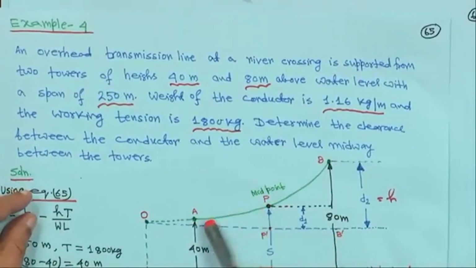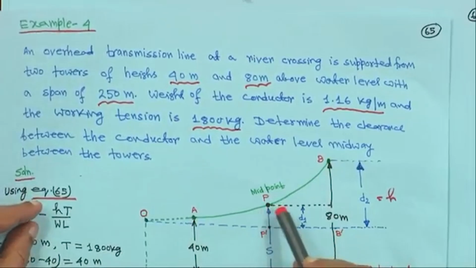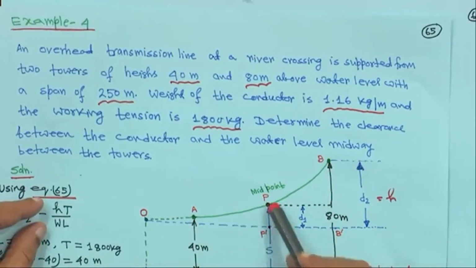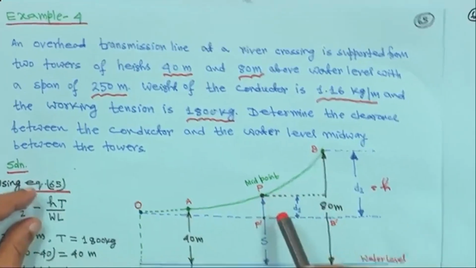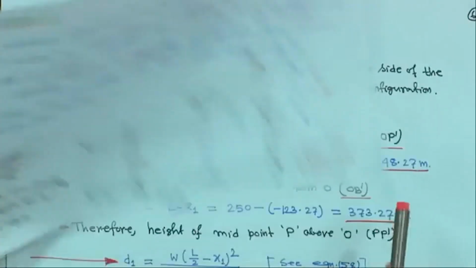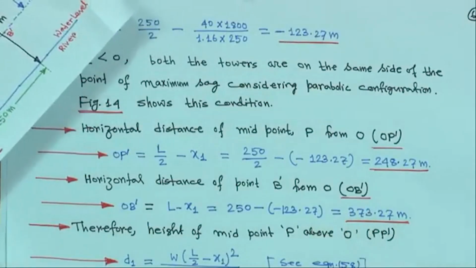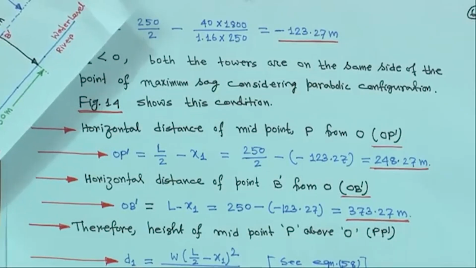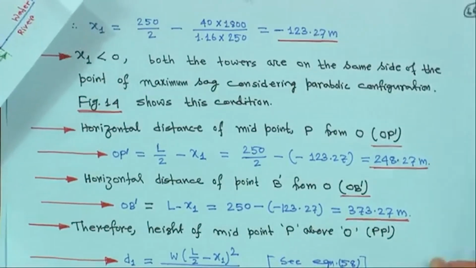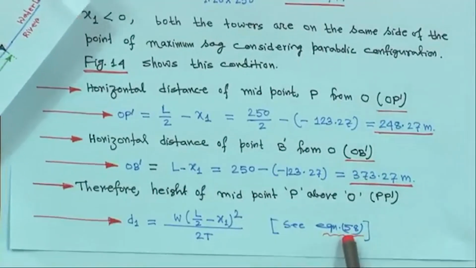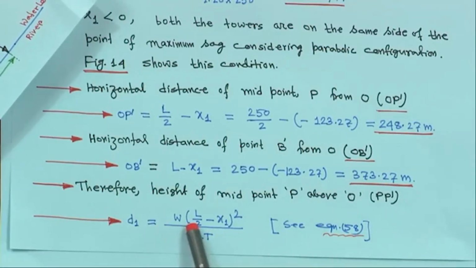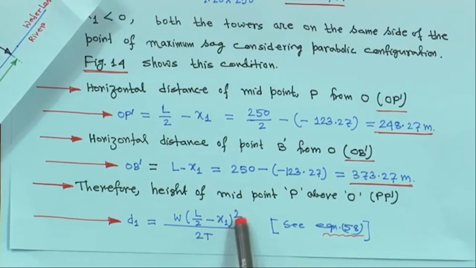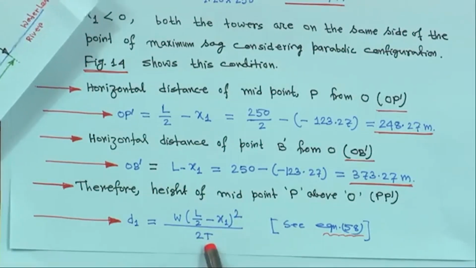Therefore, the height of the midpoint P above O, PP dash. This is the midpoint between A and B, so what will be the height PP dash, that is D1? We know the general formula is D equal to W L square by 2T, equation 58. So, D1 is equal to W into L by 2 minus x 1 whole square upon 2T.